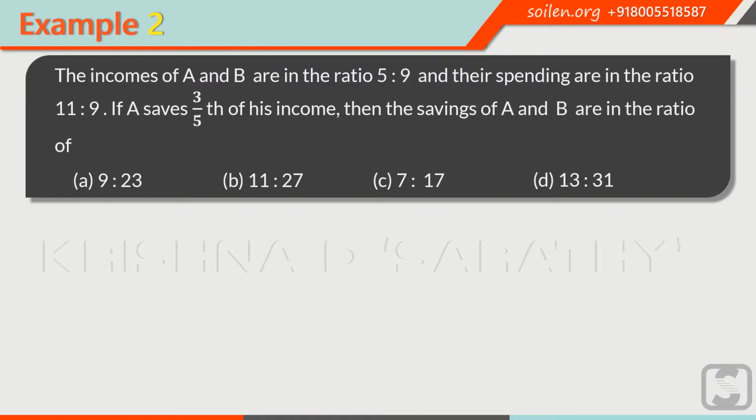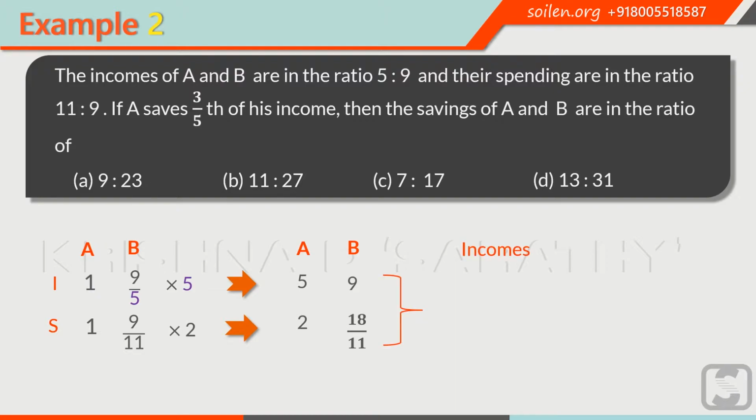Divide the incomes ratio by 5 and the spending ratio by 11. Write down respective values, incomes 1 and 9/5, spending 1 and 9/11. Multiply incomes ratio by 5 and spending ratio by 2. Write down respective products 5, 9, 2 and 18/11. Take the differences of respective incomes and spending. 5 minus 2 and 9 minus 18/11.